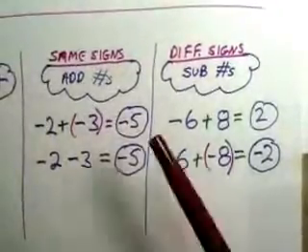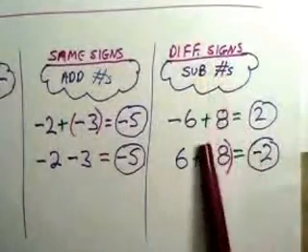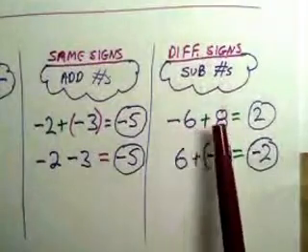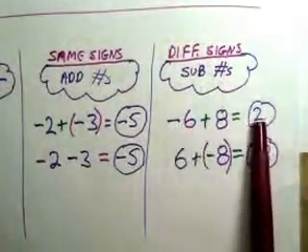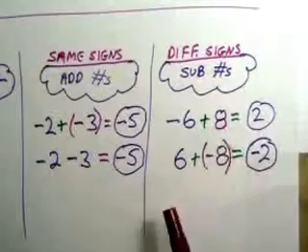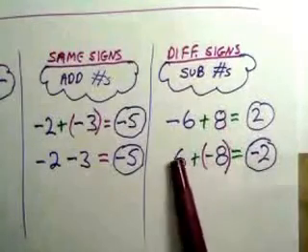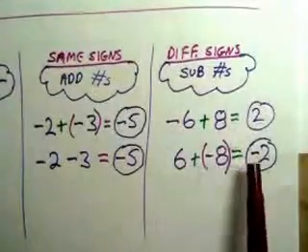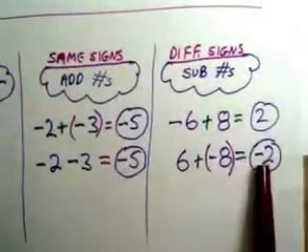And also, if they're different signs, we want to subtract the numbers. So for here, that's a negative, that's a positive. We need to subtract the 2. Well, 8 take away 6 is 2, and there's more positive. Now, in this case, they're different, but there's more negative. So again, 8 take away 6 is 2, but there's more negative, therefore it's negative.